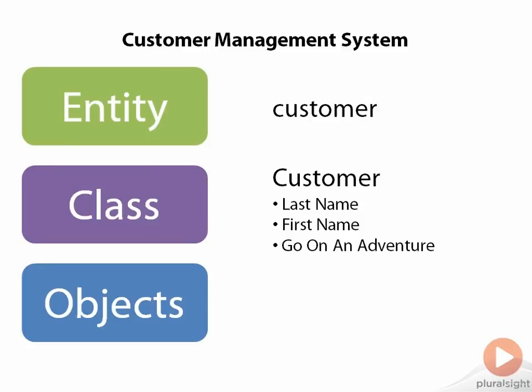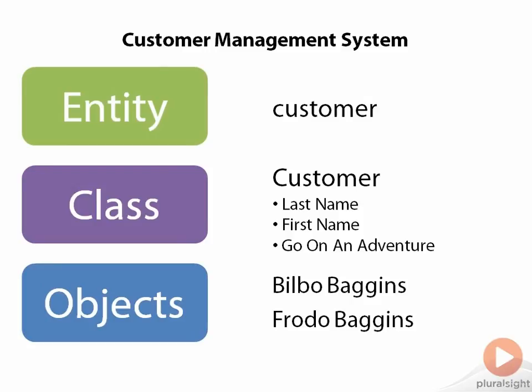When executing the application, the user may request all customers with a last name that starts with B-A-G. So the application may create two instances of the customer class, one for Bilbo and one for Frodo. These are our two objects created from the class. Bilbo and Frodo are both customer objects. They are instances of the customer class, and either one or both can execute the Go on an Adventure method. Now that we know the difference between an object and a class, let's define object-oriented programming.